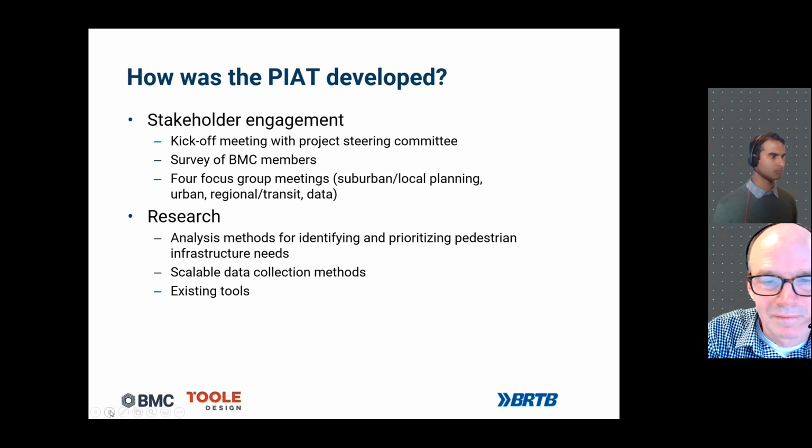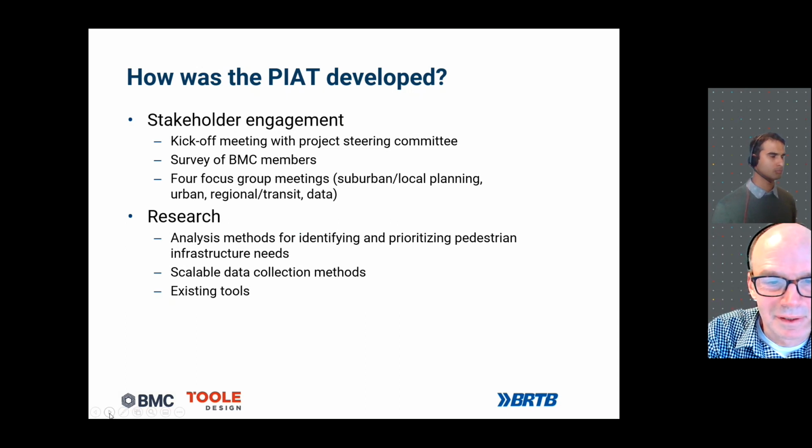And we had 4 focus group meetings with different types of groups. We had a suburban and local planning focus group. We had an urban focus group. We had a regional and transit focus group, and we had a data focus group.